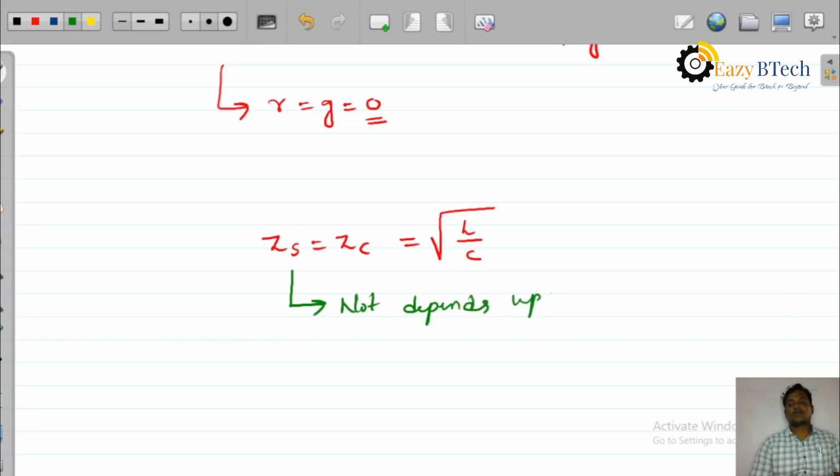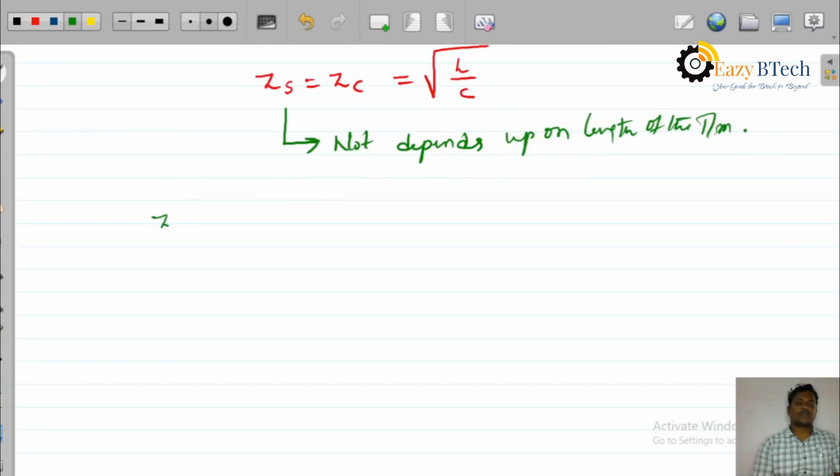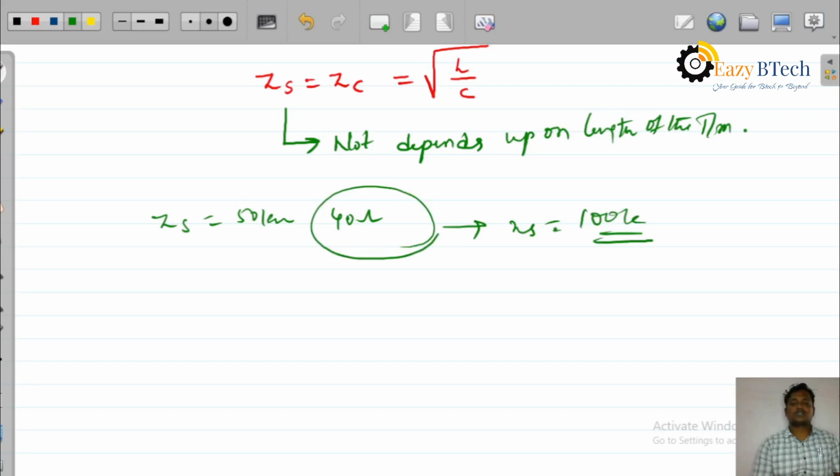One thing we have to observe in surge impedance is that it does not depend upon the length of the transmission line. Keep in mind, it is very important for competitive exams. If they provide that the surge impedance of a 50 kilometer transmission line is 40 ohm, then what is the surge impedance for 100 kilometers? There is no change, because it does not depend upon the length of the transmission line. It is again 40 ohm.